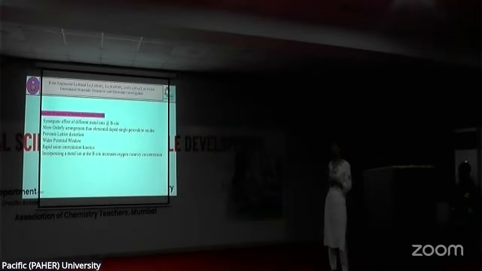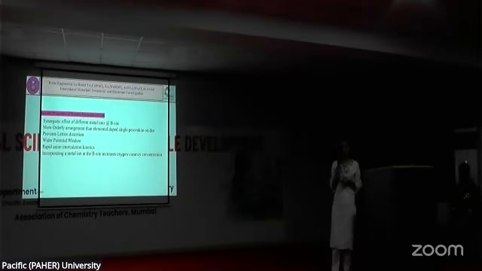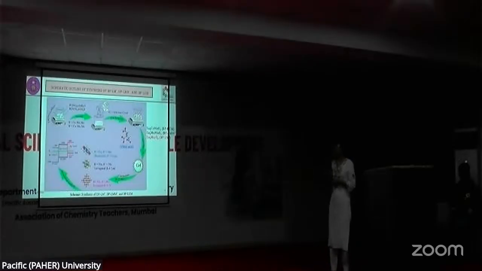Coming to the experimental work: B-site engineered lanthanum-based double perovskite oxides. Double perovskite oxides have specific properties like the synergistic effect of redox-active B-site metals, more ordered structures in comparison to single perovskites, less lattice distortion, and rapid anion intercalation kinetics. This is the schematic outline of my work.